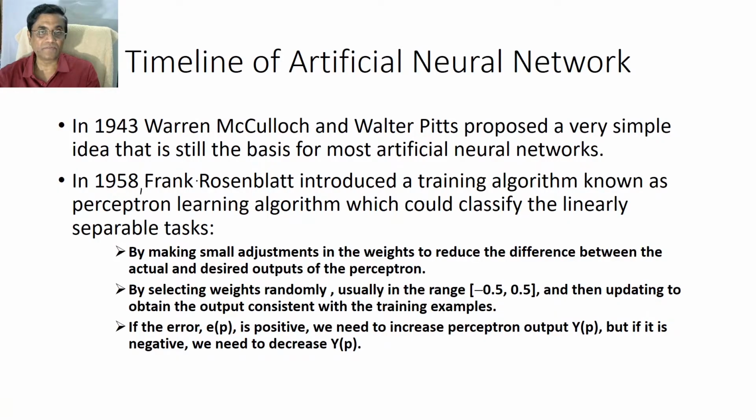Now the neuron was there, but there was no structured learning algorithm till 1958, when Frank Rosenblatt introduced a training algorithm known as the Perceptron Learning Algorithm. It's a very famous learning algorithm which could classify linearly separable tasks. And how? Very simple, right?